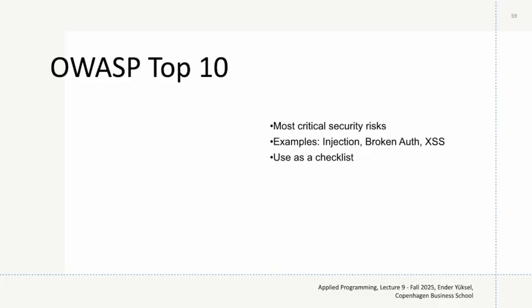It's especially useful for students and beginners because it highlights the most common and dangerous mistakes. Think of OWASP like a health checklist for your app. Just as doctors check vital signs, developers should check for these top 10 risks to ensure their app is healthy and secure.